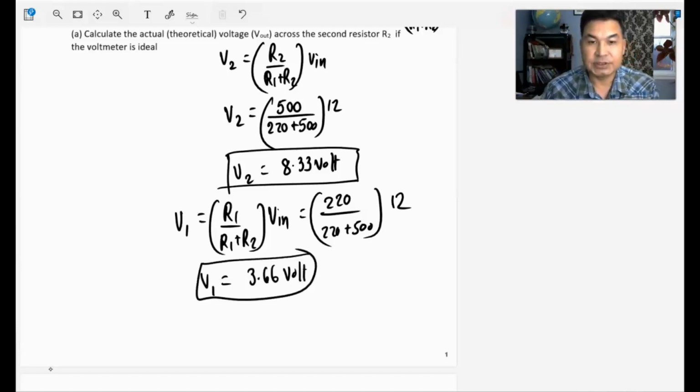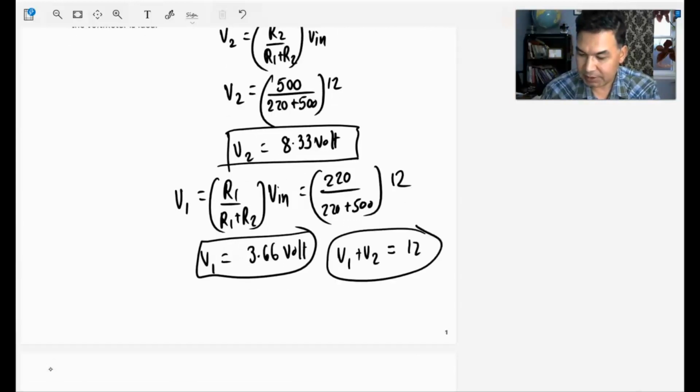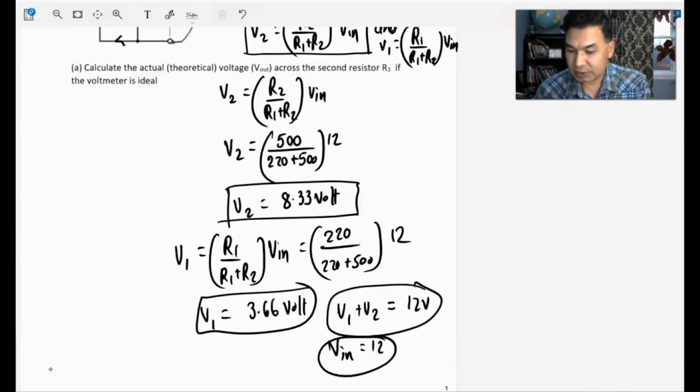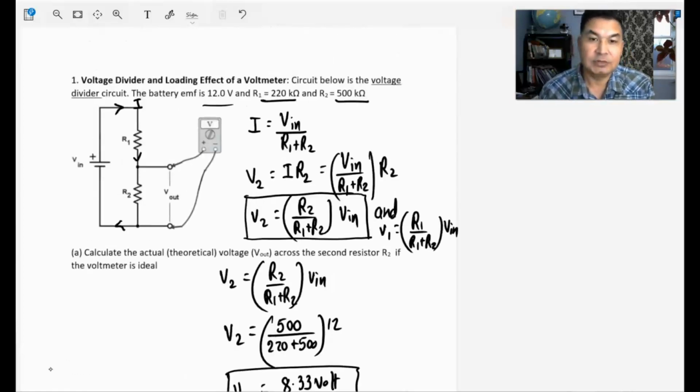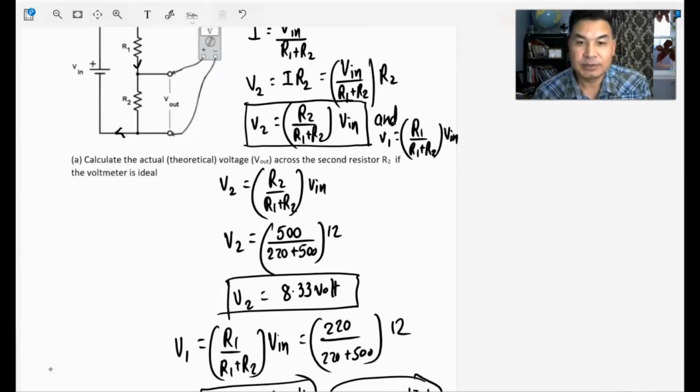And as you can see, we'll talk about this in Kirchhoff's law anyway at some point. The sum of the voltages V1 plus V2 has to be 12 volts, which is what we see, right? And that has to be true. The battery voltage is 12 volts, which is divided across these two resistors. That's why this simple circuit is called a voltage divider circuit, right? This is the first part.